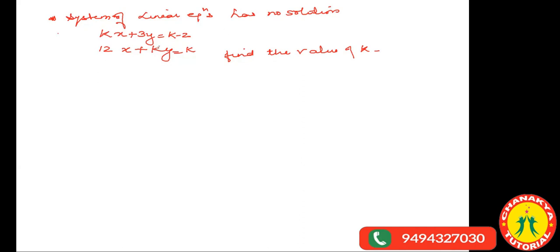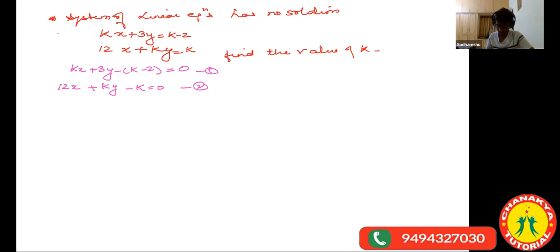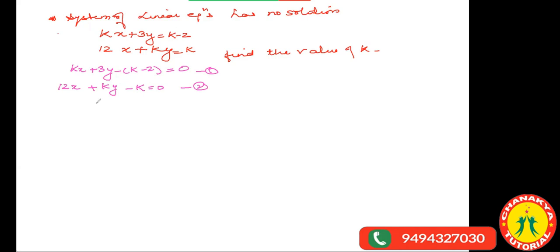Children, first of all, write both of the equations in standard form. So your first equation will be kx plus 3y minus (k minus 2) equal to 0. And your second equation will be 12x plus ky minus k is equal to 0. Now this is your first equation and this is your second, right? Yes, ma'am.